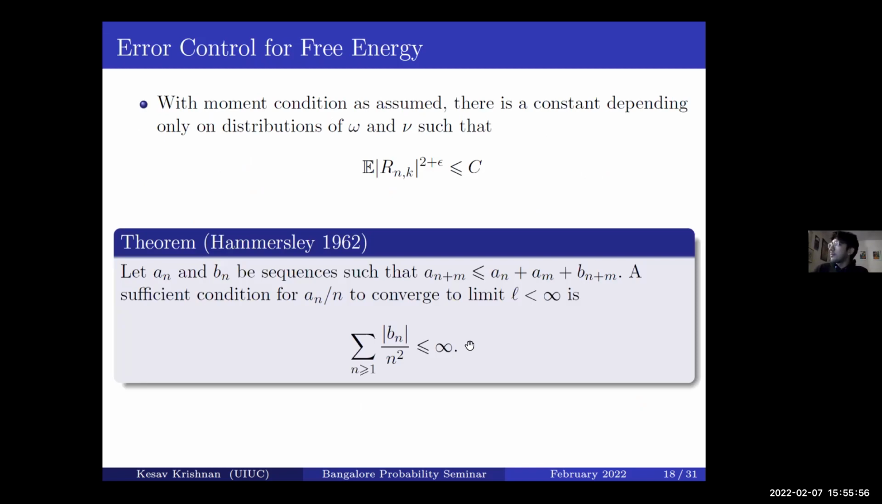And we need an approximate version of the subadditive theorem, not the exact version, and that was proved by Hammersley. So in other words, let A_N and B_N be sequences where A_N is subadditive with an error given by the sequence B. A sufficient condition for A_N to converge is just for the sum of B_n over n squared to be finite. And this is directly applicable now with our error decomposition to both the expectation of log Z_n and the variance of log Z_n.